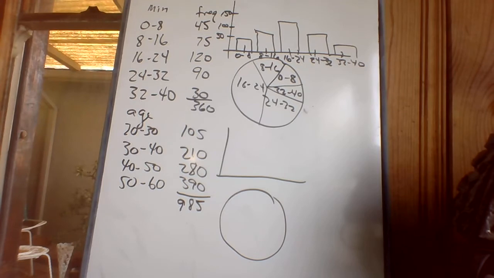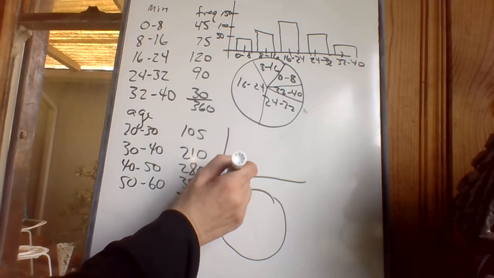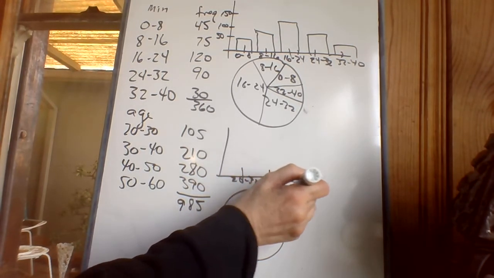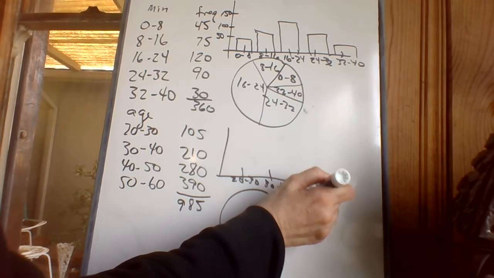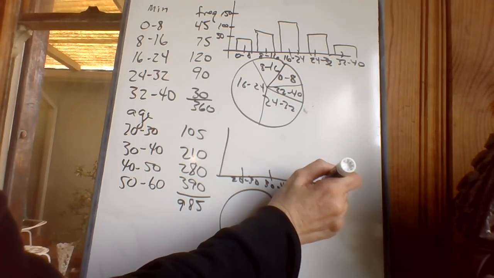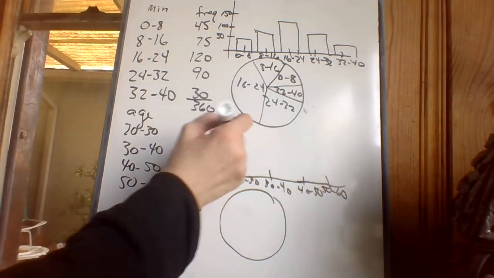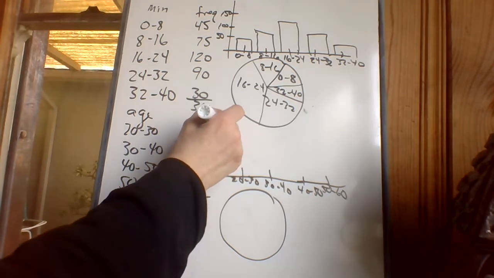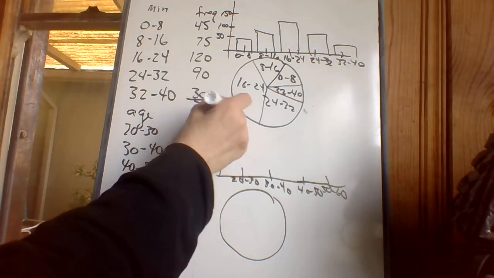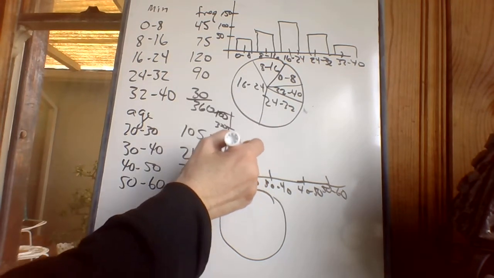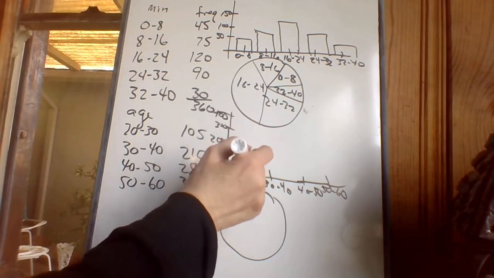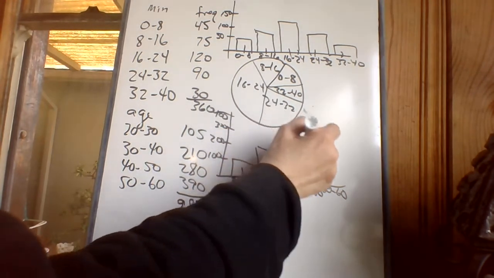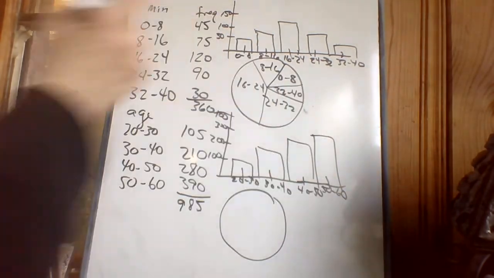Okay, so now on this one, I only need four bars. 100, 200, 300, 400. Something like that.